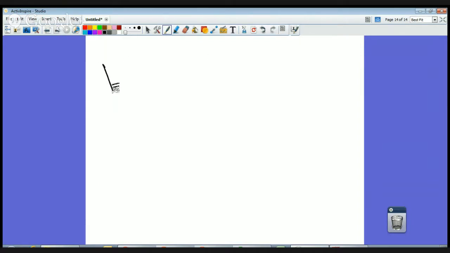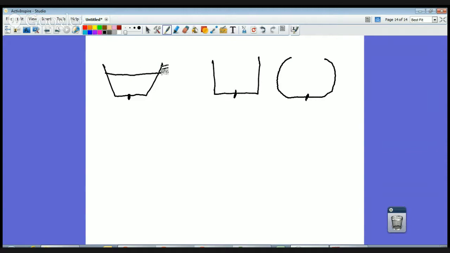So you can have a container like this. You can have a container like this. You can have a container that goes like this. I mean, anything, doesn't matter. At the bottom of each of these containers, if you have the same level of water, the pressure will be the same. And so be aware of that.